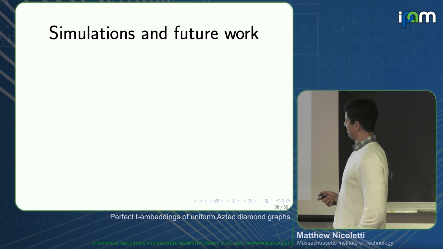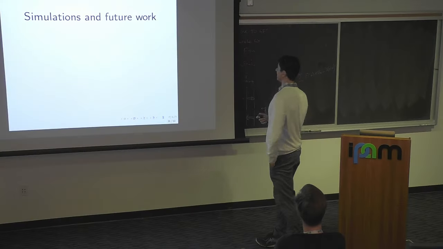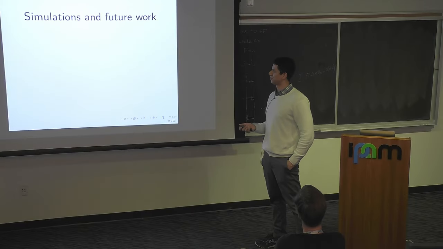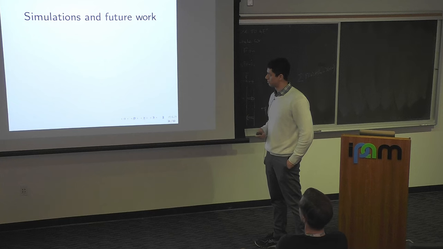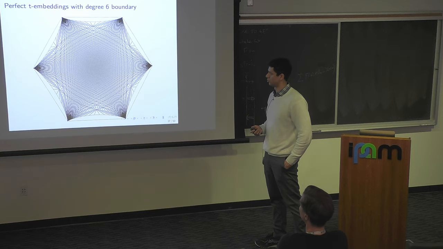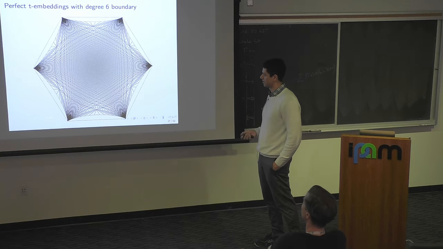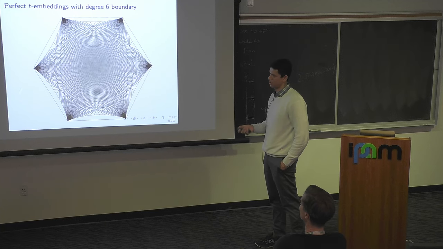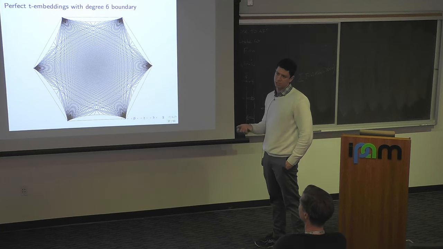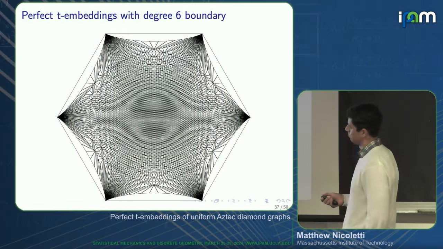Now, probably a little bit early, but I want to show some simulations and give some directions for future work. Here's a picture of the hexagon. If you consider uniformly random lozenge tilings of a hexagon, here's the perfect t-embedding of that domain, corresponding to the bipartite graph.